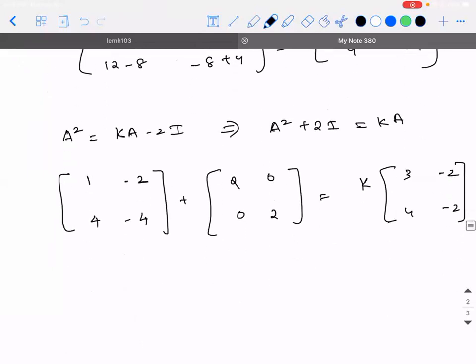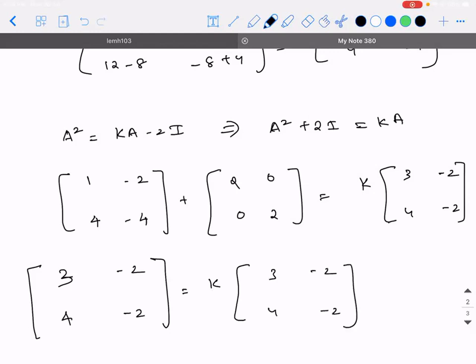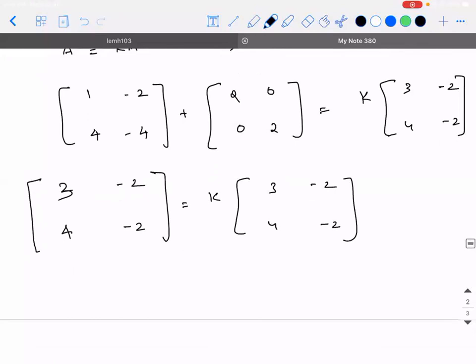What is the answer, guys? 2 minus 2, 4, so 2 the 3. So 3 minus 2, 4 minus 2 is equal to K into. So what will be the answer? You take any one of the numbers. 3K is equal to 3, K will be equal to 1.